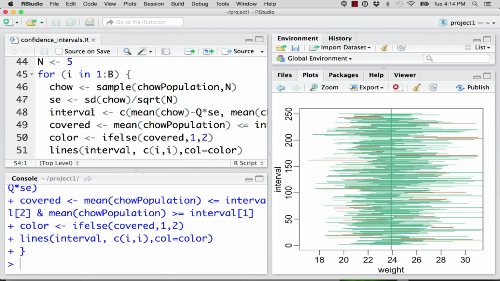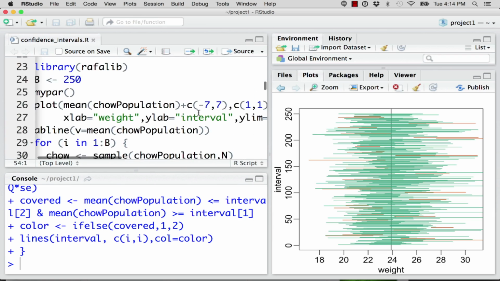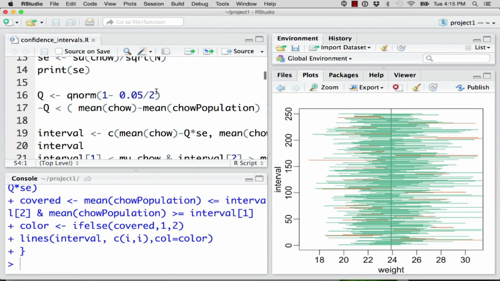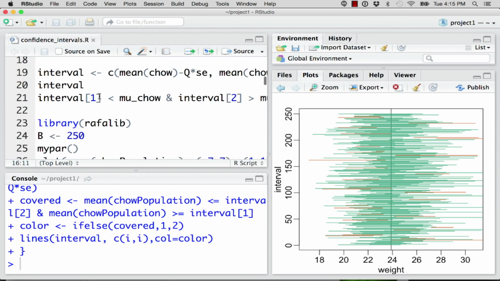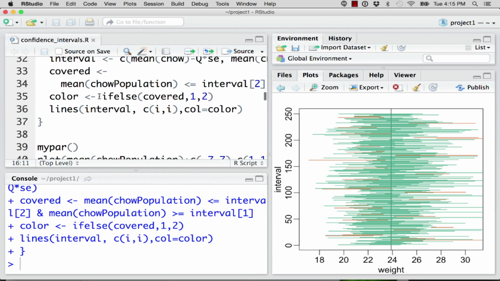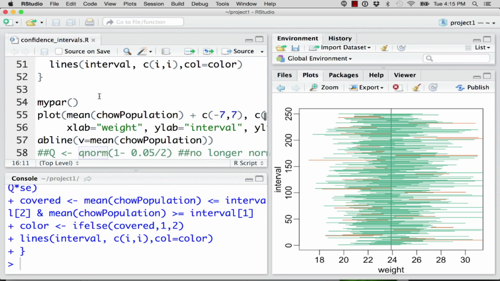The Q that we computed isn't right anymore. That Q was based on the central limit theorem. We said this is a random variable. It's normally distributed, so we can compute the Q. Let's go back up so you can see how we use the central limit theorem. See, we use qnorm. Central limit theorem tells us it's normal, so we use qnorm. It's not the case anymore, so these confidence intervals are not right.